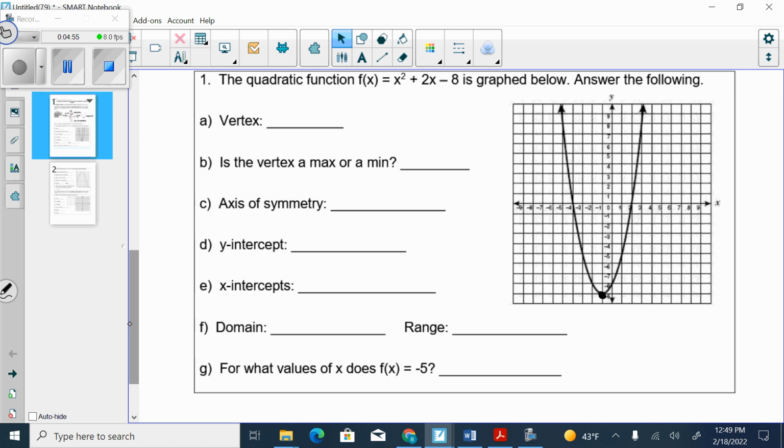Sorry about that. So if I count, it would be at (-1, -9), okay? And like you guys said, this would be a minimum. Okay, so on the next one, where they ask, you guys already said it would be a minimum.